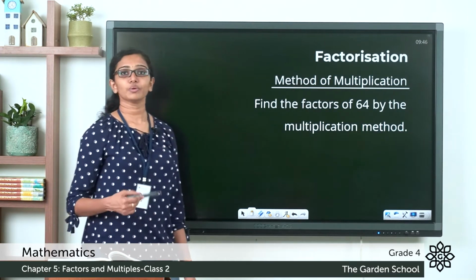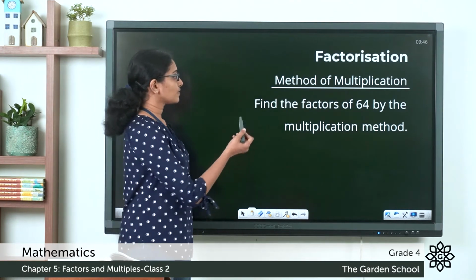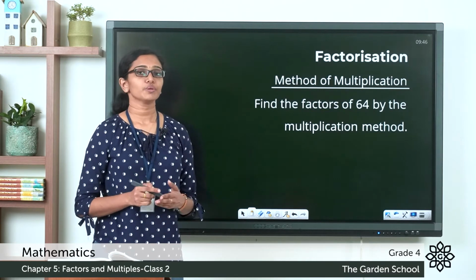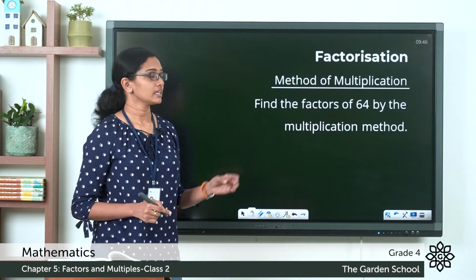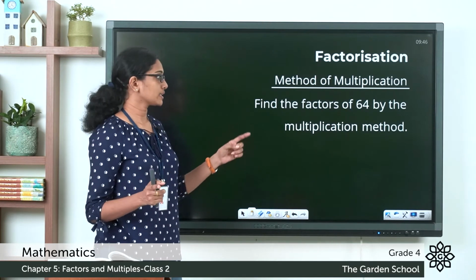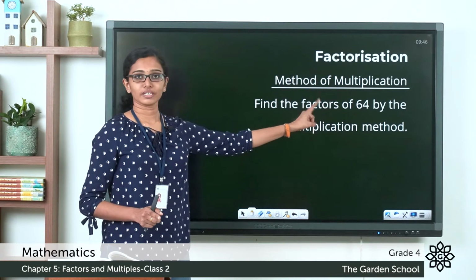Now we will see the method of multiplication for factorization. So, find the factors of 64 by the multiplication method. So, what do we do in this method? In this method, we see which numbers, when multiplied together, will give the given number, and those numbers will be the factors of the given number.